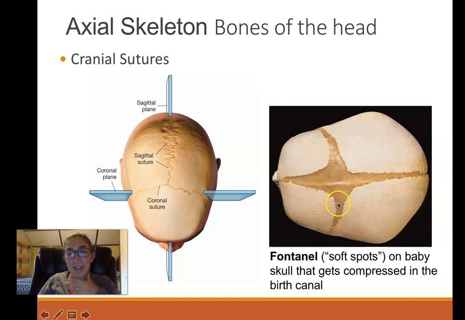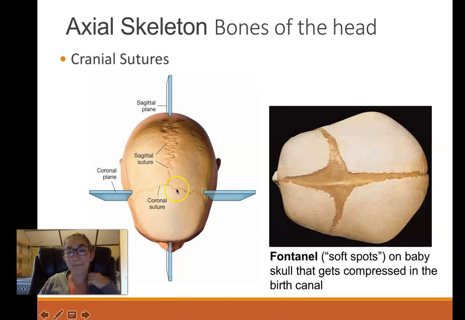The reason the bones are like this when the baby is born is for two reasons. One, it allows the skull to be compressed a little bit as the baby is coming through the birth canal, which is important for the mechanics of childbirth. But it also allows for growth of the brain. The brain grows a bunch in the first year of life. It grows much faster than the bones could possibly grow and expand. And so this allows the bones to expand to meet the needs of the growing brain.